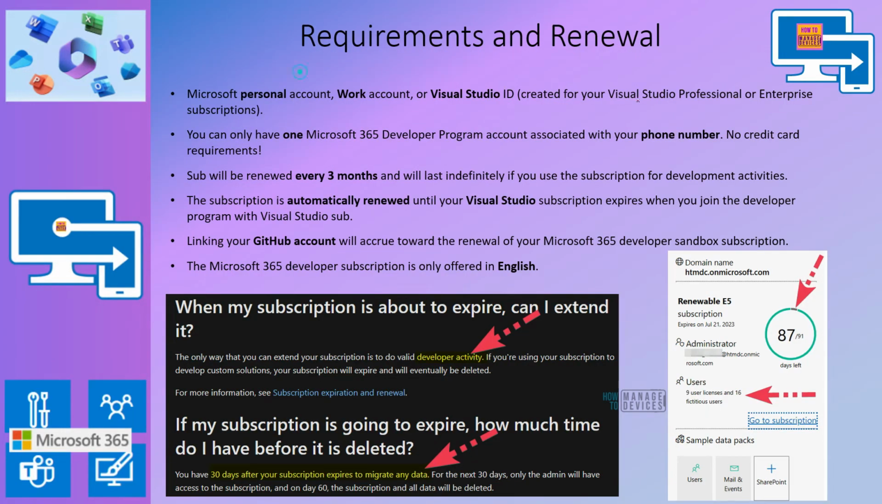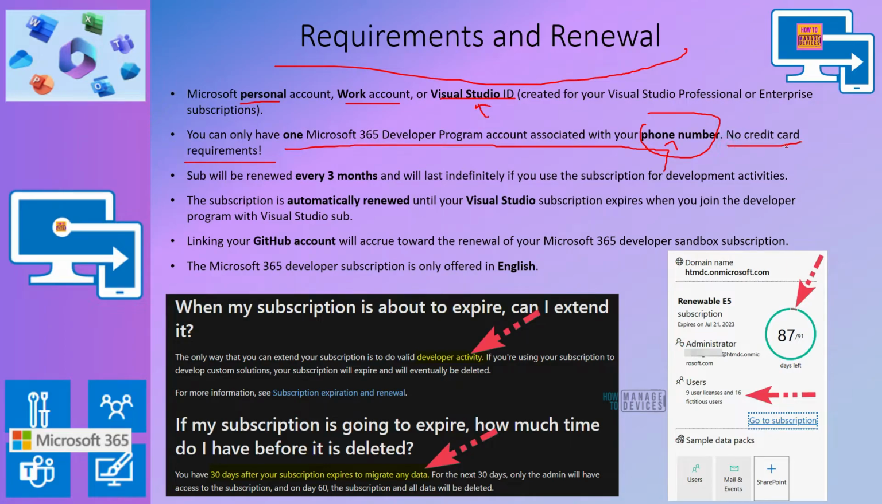In this slide, we are going to talk about requirements and renewal. What are the things you need to take care of? You need to enroll into the Microsoft Developer Program. You can sign in with a personal account, work account, or a Visual Studio ID. Don't worry about Visual Studio ID now because we are going to show that demo as well. The main challenge over here is you cannot have multiple Microsoft 365 developer program accounts associated with one phone number. You need to consider this point. The very important thing over here is there's no credit card requirement for this Microsoft 365 developer program sign up.